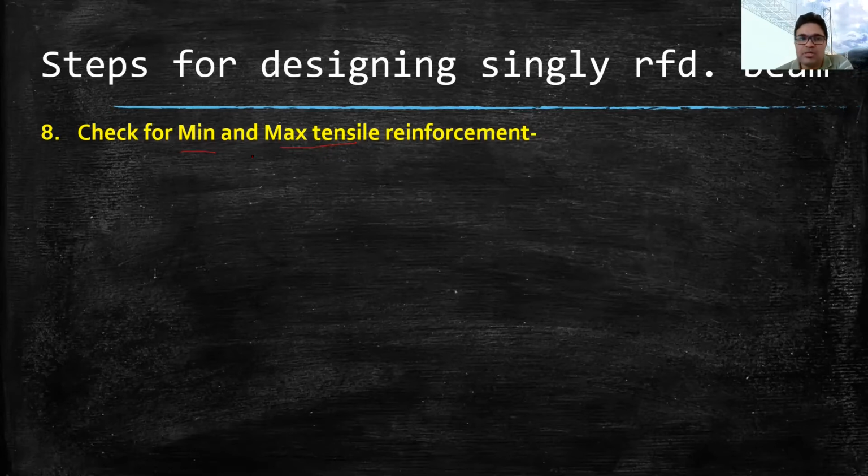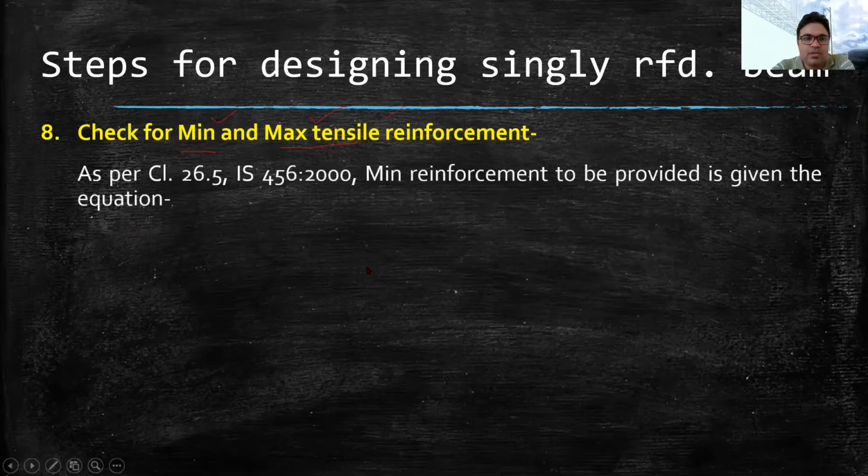In the IS code, the minimum area of steel and maximum area of steel are mentioned. So we have to calculate how much minimum area of steel and how much maximum steel there is, and make sure that our value lies in between this range. If it is not lying in this range, then we have to change the area of steel accordingly. Now it says, as per clause number 26.5, minimum reinforcement to be provided is given by this equation. First I will show you that clause in the IS code.